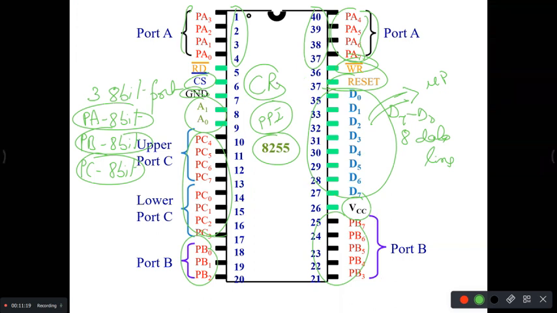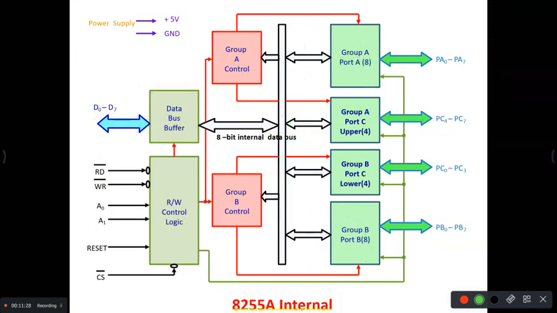Okay. So now every pin we have discussed. Let us see how to use these pins. What you see here is the block diagram, the internal structure of the 8255. Okay, internal structure. What is there inside this? See, there is a port A, port B, and port C. See this. See, how can we use this port A, port B, port C? Try to understand this.